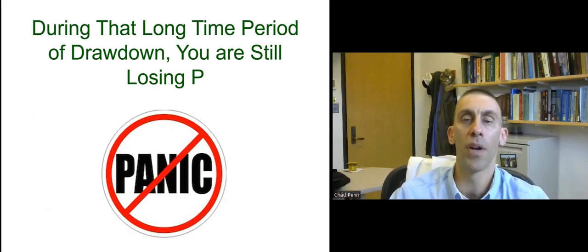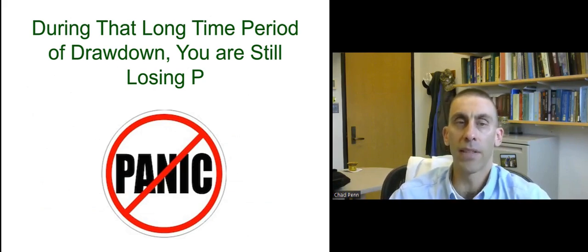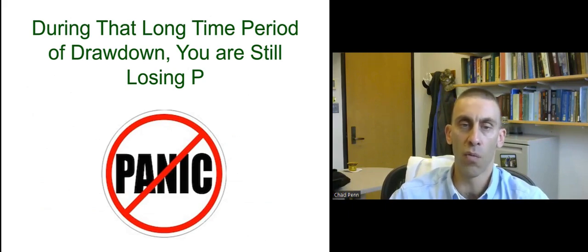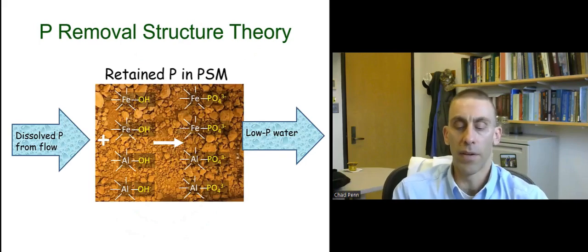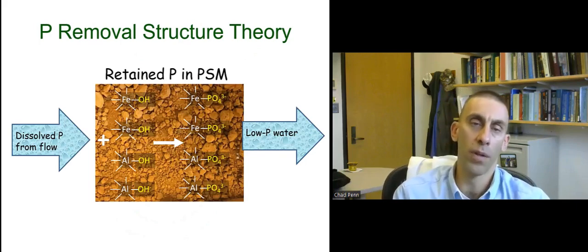Every time you get a flow event, you lose a little bit of dissolved phosphorus. And that's the general impetus. Those two reasons are why the P removal structure was developed. And so what they are, very simply, is nothing more than large landscape scale filters.